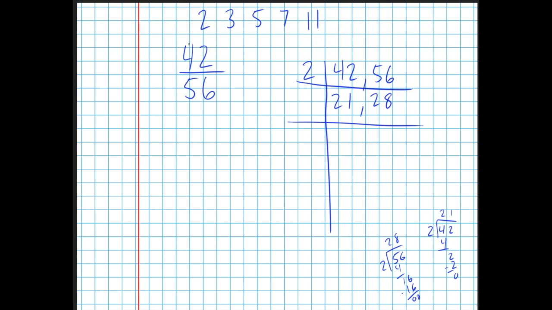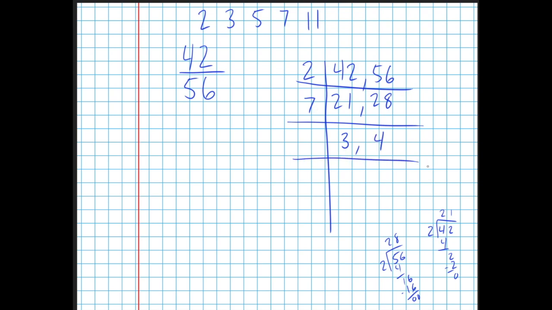So which one will work? Well, 2 won't work. 3 works with 21 because I remember 3 times 7 is 21. But I don't know. 3 and 28, those don't work together. 5's not going to work. 7 worked with 21. And 7 times 4 is 28. So 7 will work. 21 divided by 7 is 3. And 28 divided by 7 is 4.